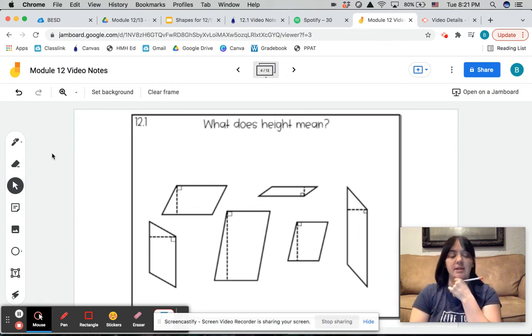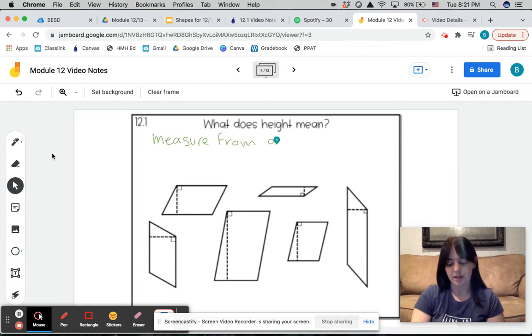Okay, so what does height mean? Height means that it has to measure from a 90-degree angle. Or in other words, it needs to be perpendicular from the base.